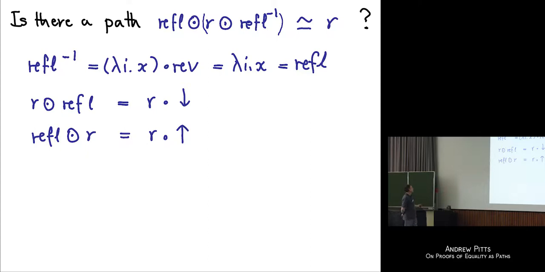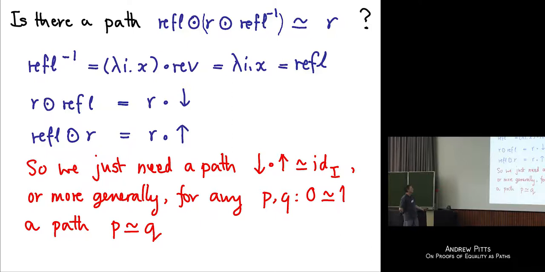But the really cute thing is that if you look at the formulae for composition, when you plug in P and Q being R and REFL, then that's actually just giving you R composed with the downshift. And REFL composed with R is R composed with the upshift. So what we want is this, and to get that, all we need is a path from this composite up down back to the identity. But up down, that's just a path from 0 to 1 in the interval, right?